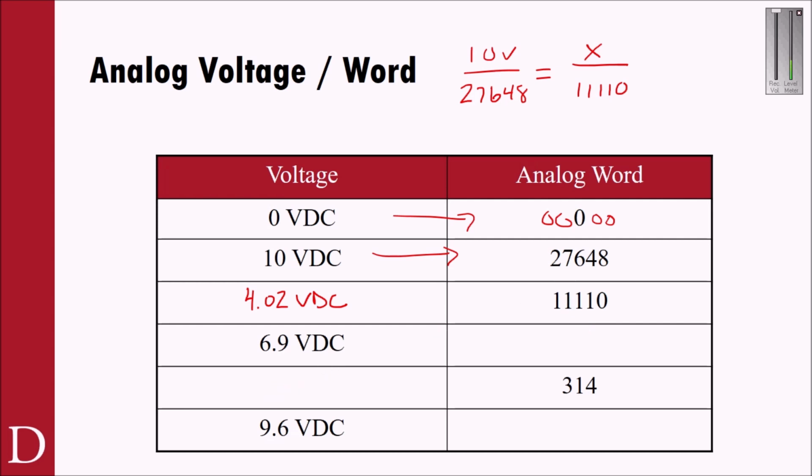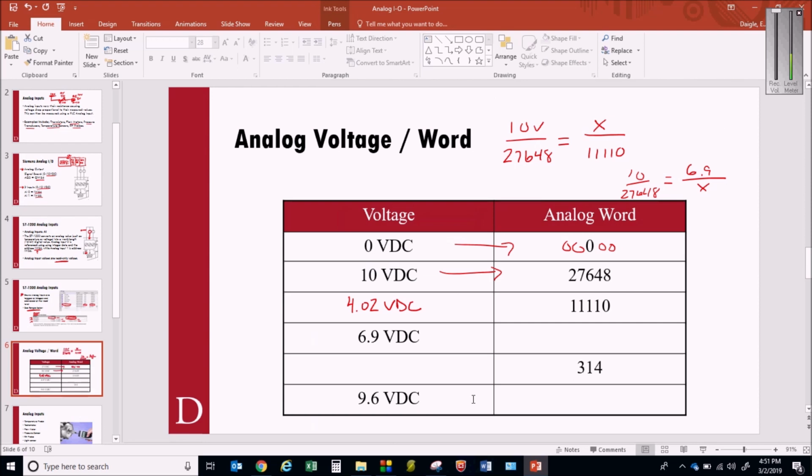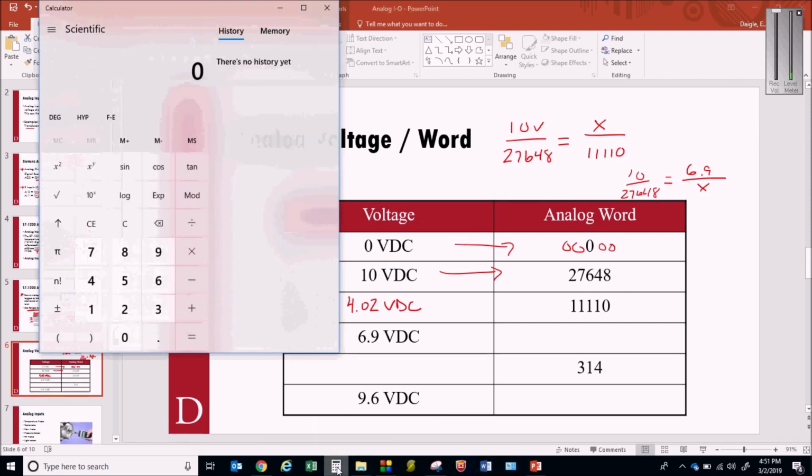If I do this 6.9, I do it a little bit different now. Instead of this being the X, now it's 10 over 27,648 is equal to 6.9 volts over some value X for the analog word. So we'll do that one real quick here too. And we'll say, okay, a little bit different math. So 27,648 cross multiplied to 6.9 gives me that number. I'm going to divide that by 10.